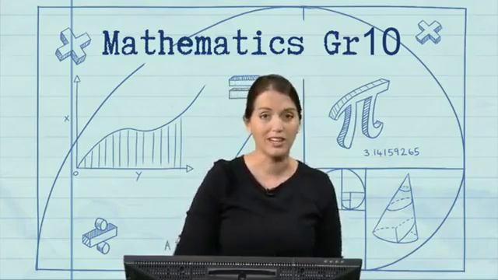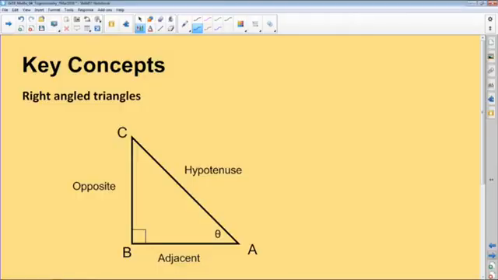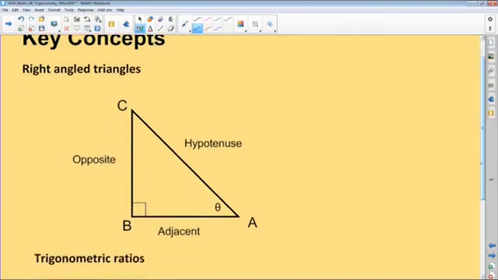Let's take a look at the triangle I have on the screen. Okay, so there is the right angle that we were talking about. And the line that is opposite the right angle is called the hypotenuse.